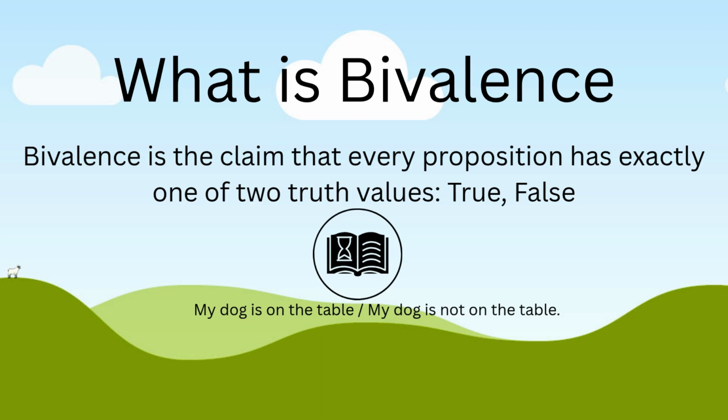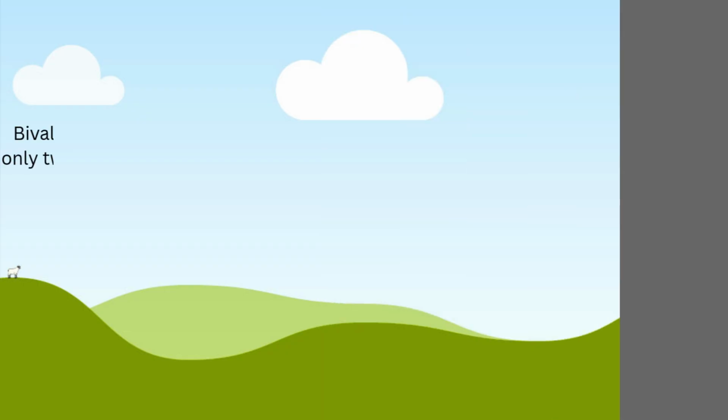So what is bivalence? Bivalence is the claim that every proposition has exactly one of two truth values, which is true or false. So a lot of people call bivalence the classical form of semantics of LEM, which is just to say that bivalence says the proposition is going to be either true or false. Notice, LEM does not say anything about true or false, but bivalence does.